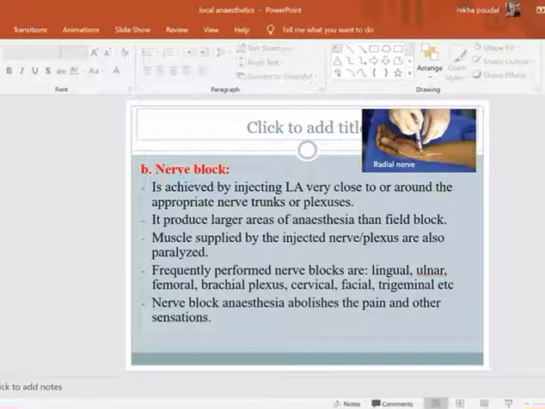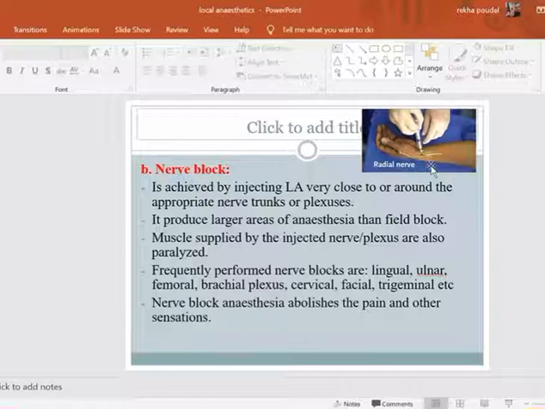So here you can see the picture where the radial nerve is blocked, and I think this patient is having Colles' fracture, that is a fracture of the distal end of the radius. While reducing the fracture manually, we can give a radial nerve block so that the muscle supplied by the radial nerve and this area is fully anesthetized, and the fracture can be treated.